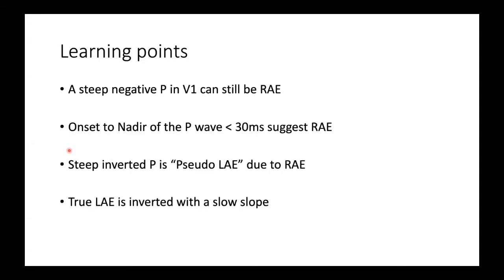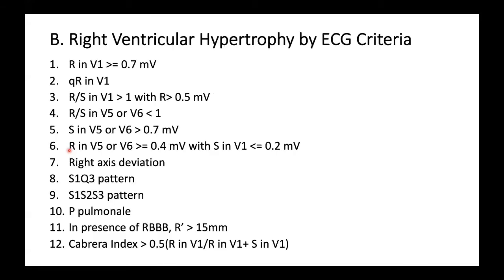Now the learning point is a steep negative P in V1 can still be right atrial enlargement, as I showed you in this ECG. And the important thing is the onset to the nadir of P. If the duration is less than 30 milliseconds, or a steep fall or a steep inverted P, it is known as a pseudo left atrial enlargement sign due to a right atrial enlargement. Whereas a true left atrial enlargement is always with a slow slope. The slope is more than 30 milliseconds.